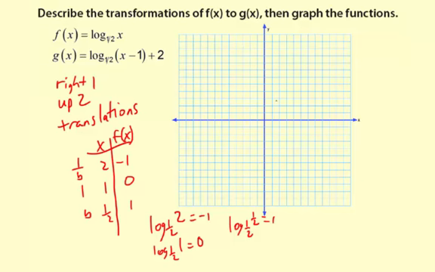Okay, so let's plot those points. So we have 2, -1, 1, 0, and 1/2, 1. And we also have this asymptote here. Okay, so that's what f of x is going to look like.